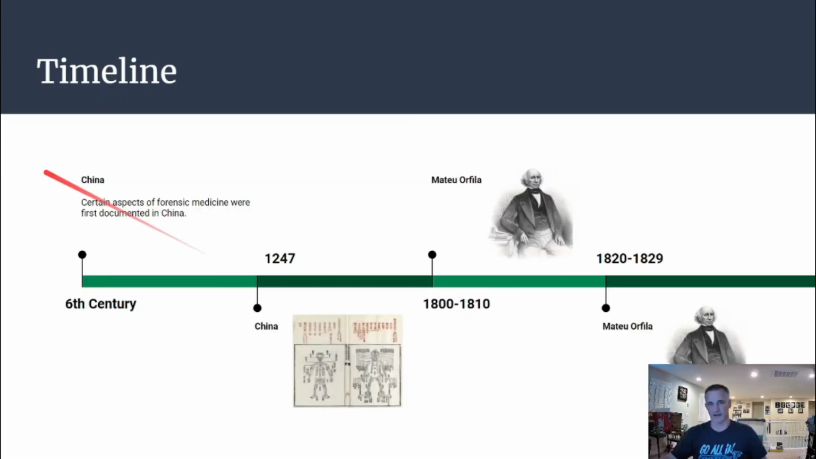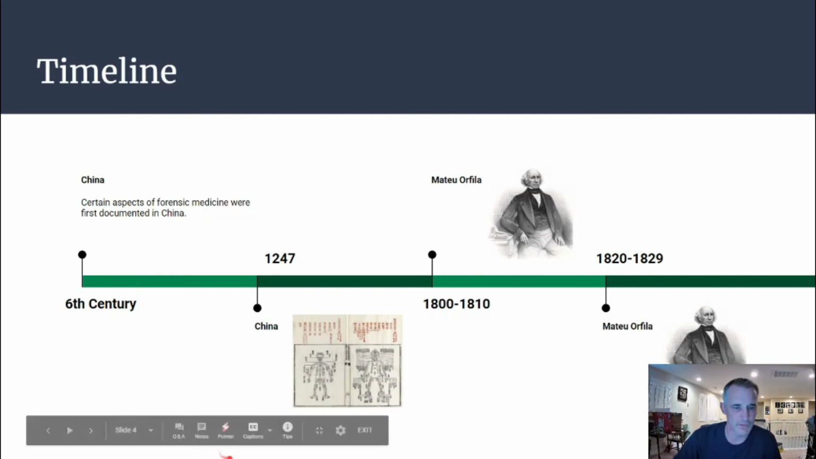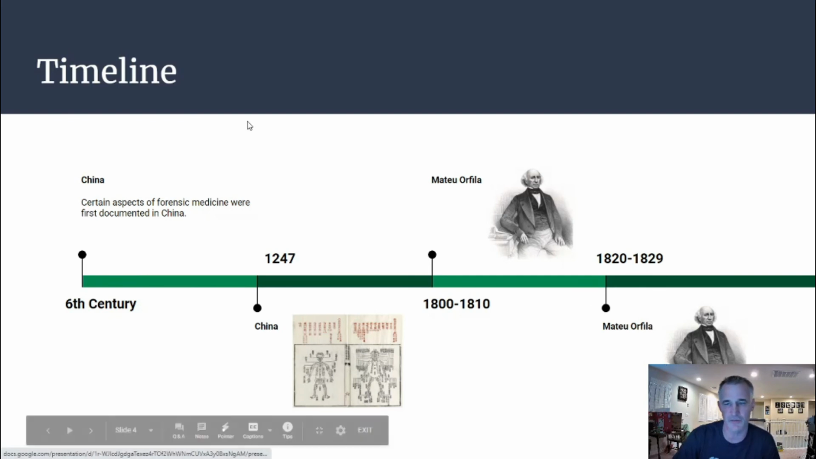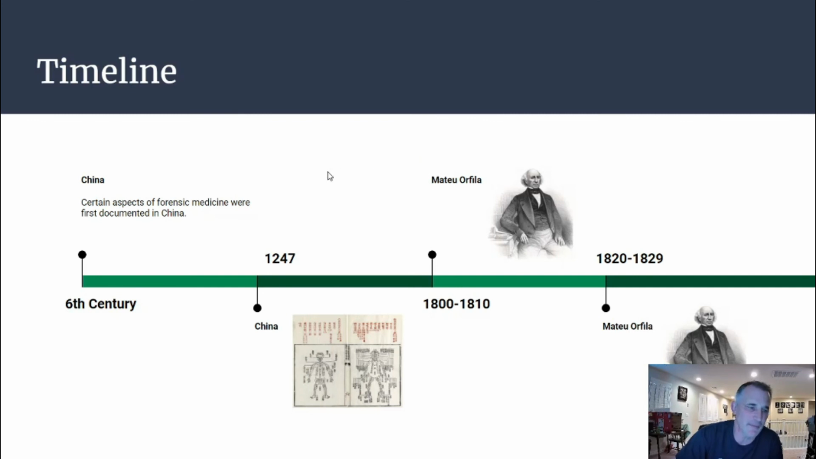All right, so let's go ahead, and we're going to hopefully do this. Hopefully this will work, and I'll be able to click on some of these pictures, and we'll be able to bounce back and forth, okay? So this is a quick timeline. We're going to jump back to about the 6th century. That's typically where people think that forensic science kind of got its start. Certain aspects of forensic medicine were first documented in China.